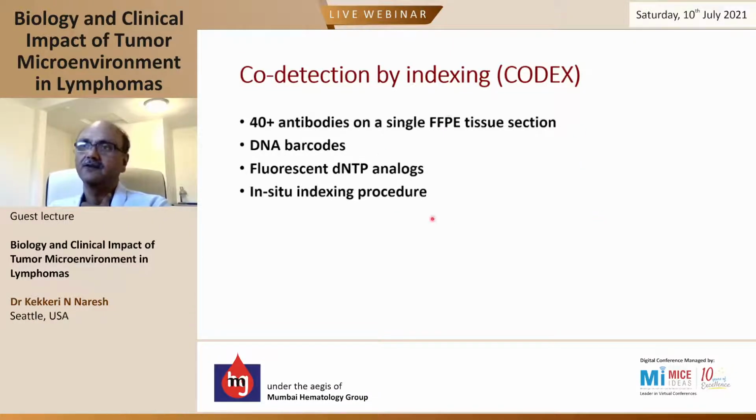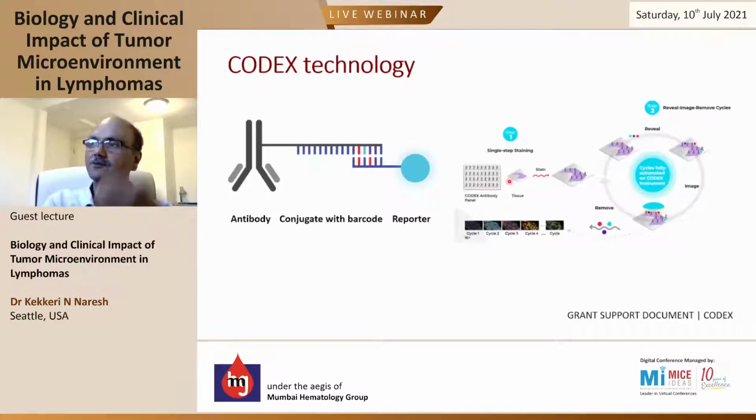In our own laboratory, we are now standardizing what's called a CODEX system. With this system, we can go up to 40 or more antibodies. We have come up to close to 20 antibodies, which we can assess on a single paraffin section. In contrast to the conventional antibody detection system, this uses DNA barcodes and fluorescent dNTP analogs, and this is an in situ procedure.